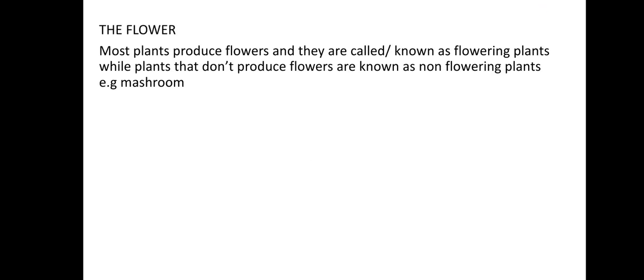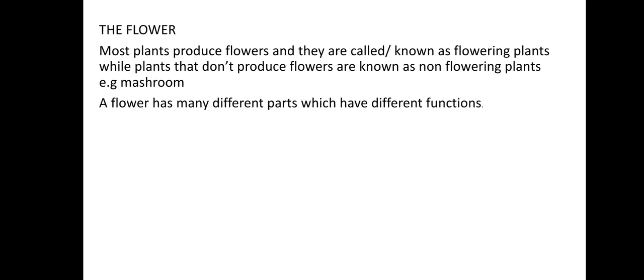The flower. That's what we're looking at. Most plants produce flowers, and they are known as flowering plants. Then we also have plants which do not produce flowers, such as mushroom. These plants are known as non-flowering plants. So if you are asked the difference between a flowering plant and a non-flowering plant, you can say a flowering plant is a plant which produces flowers, and a non-flowering plant is a plant which does not produce flowers. You can even give an example, e.g. mushroom.